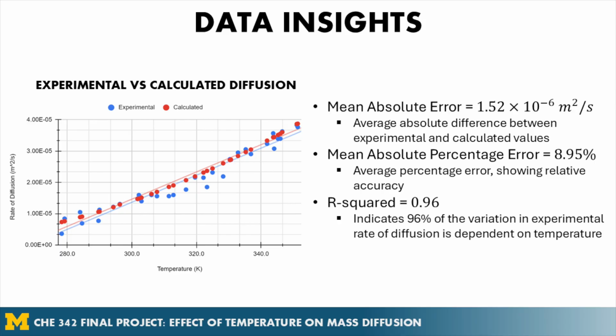Using the same temperature values that we took our data points at, we were able to calculate the diffusion coefficient using the Stokes-Einstein equation, and we compared this to our experimental values. The mean absolute error between these two values was about 1.52 times 10 to the negative 6 meters squared per second. The mean absolute percentage error was 8.95%, and 96% of the variation in experimental rate of diffusion was dependent on temperature.